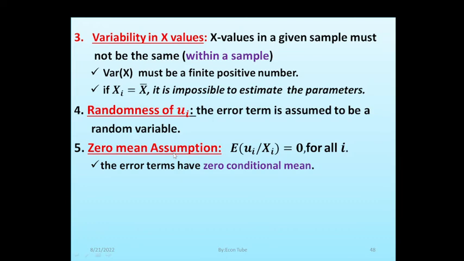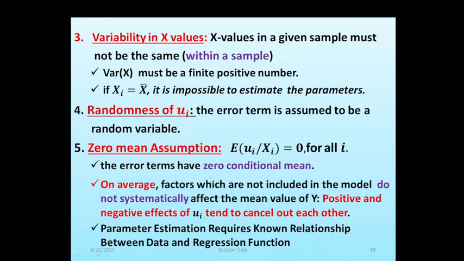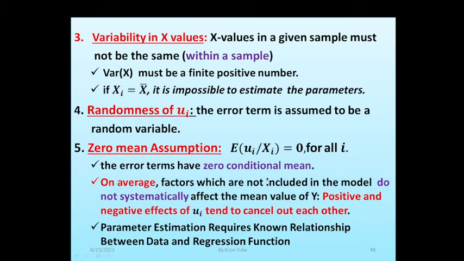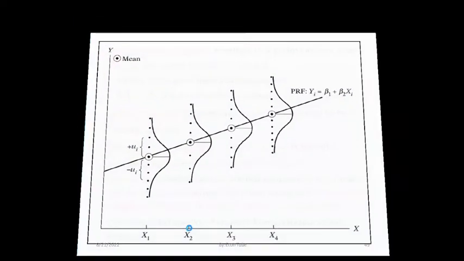Zero mean assumption: the expected value of the error term given the independent variable xi must be 0 for all observations i. The error terms have zero conditional mean. This means that, on average, factors which are not included in the model do not systematically affect the mean of y. The positive and negative effects of ui tend to cancel each other. Therefore, parameter estimation requires a known relationship between the data and the regression function.